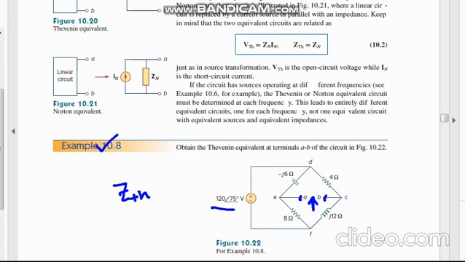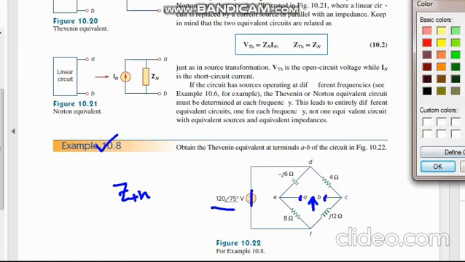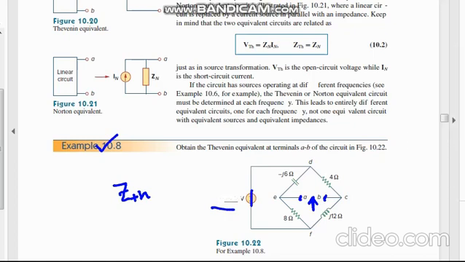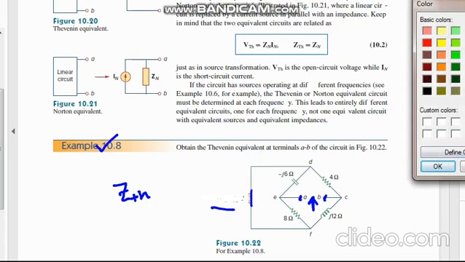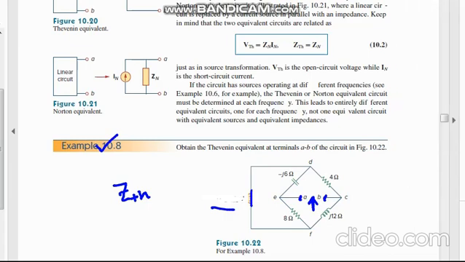If there is a voltage source, you have to make it short, so that will not be there. As you can see, I have shorted it. Then we get a quite simple circuit. Just keep in mind that we are finding the equivalent impedance. So there is a short circuited path, you can see.